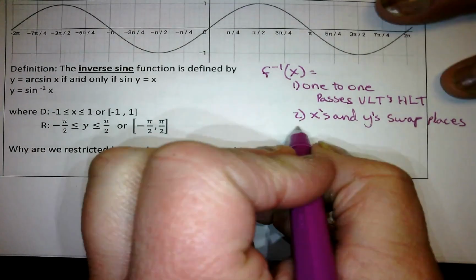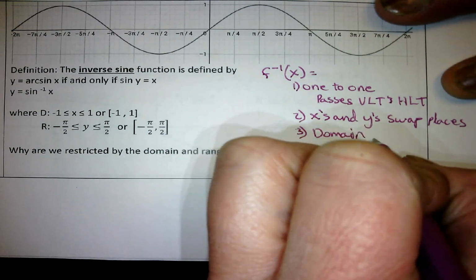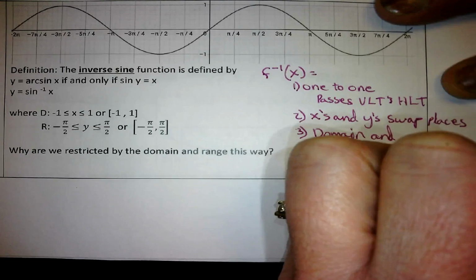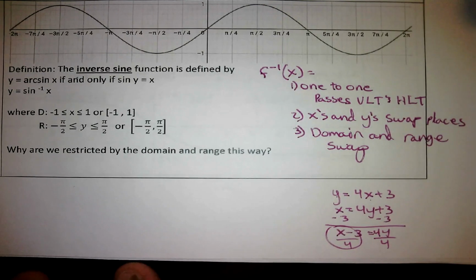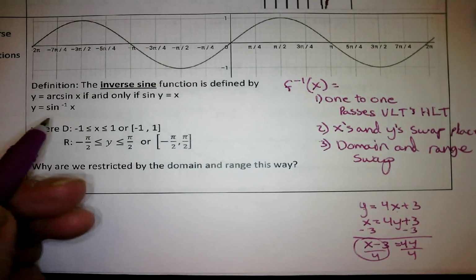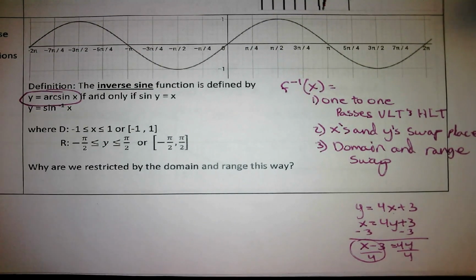So the other thing to know about the inverse function is since the x's and y's swap places, the domain and range swap places. So our domain becomes our range, and our range becomes our domain. Okay? So an inverse sine function is defined by arc sine. So arc sine means the inverse function of sine.